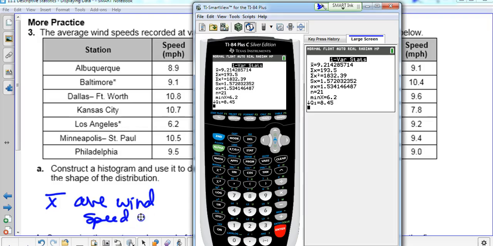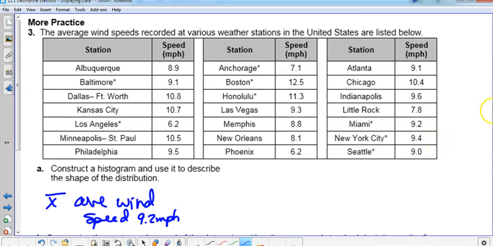Anybody get it? 9.2 miles per hour. Was it miles per hour? Yes, it was. Okay. With a standard deviation of, I would say this is a sample of cities, so 1.6, though if you used 1.5, I wouldn't count it wrong. I'm not going to be picky about that.